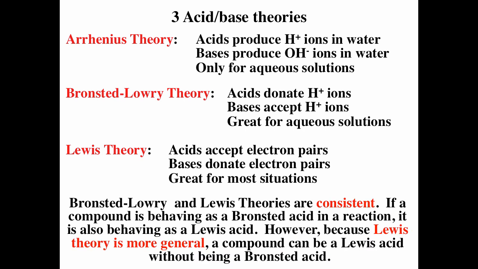Bronsted-Lowry and Lewis theories are consistent. And so if a compound is behaving like an acid, a Bronsted acid in a reaction, then it's also behaving like a Lewis acid. Now, because Lewis theory is more general, you can have something that's a Lewis acid that is not behaving like a Bronsted acid. Okay, so every time you have a Bronsted acid, you also have a Lewis acid. But a Lewis acid does not necessarily have to be a Bronsted acid because Lewis theory is more general.